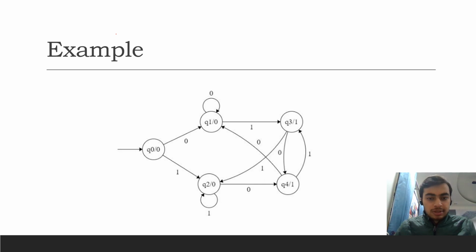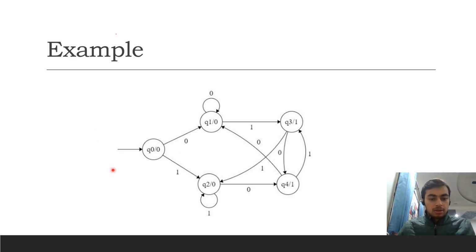So let us understand these six tuples with the help of an example. In this example, our machine starts from here. This arrow signifies that our machine starts from here, Q naught, that is the initial state. That Q naught slash 0 denotes that the Q naught state has an output of 0.